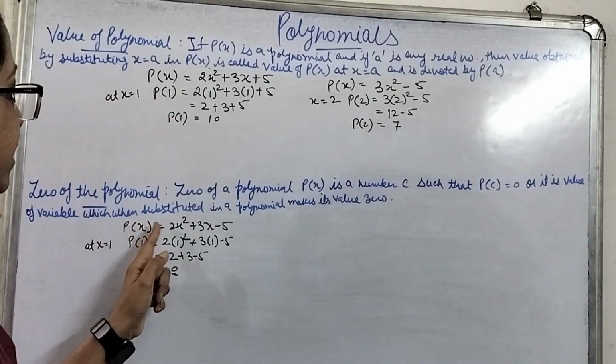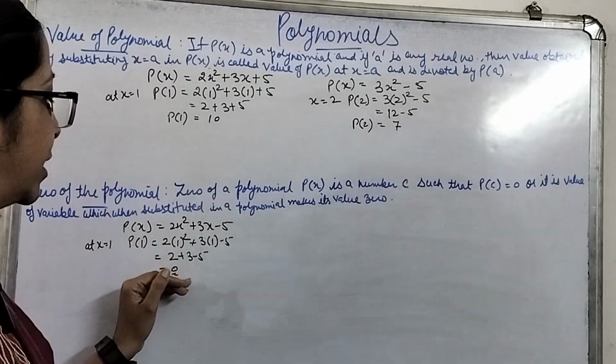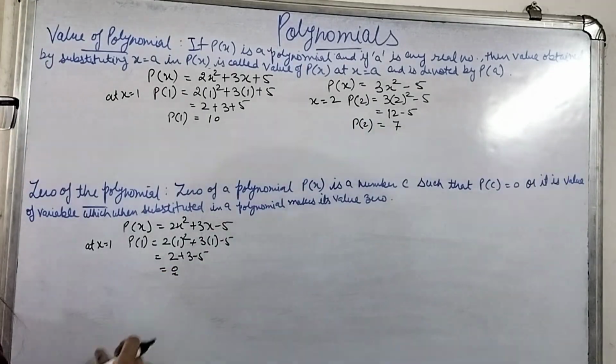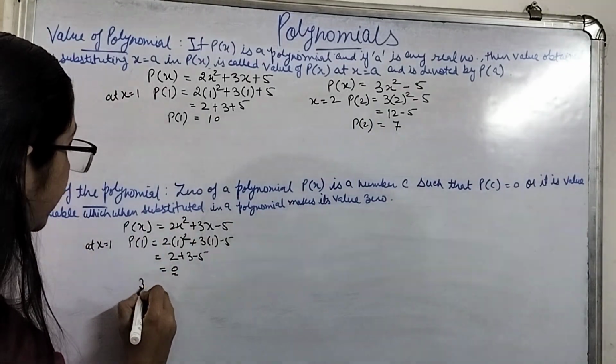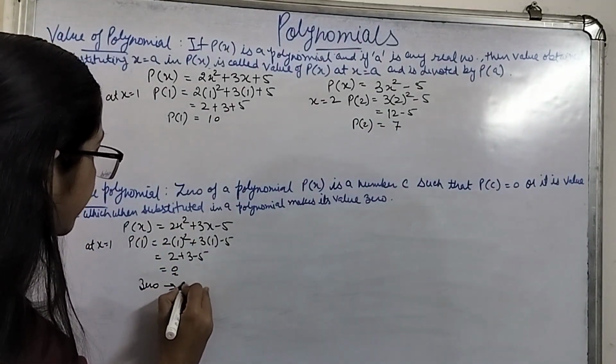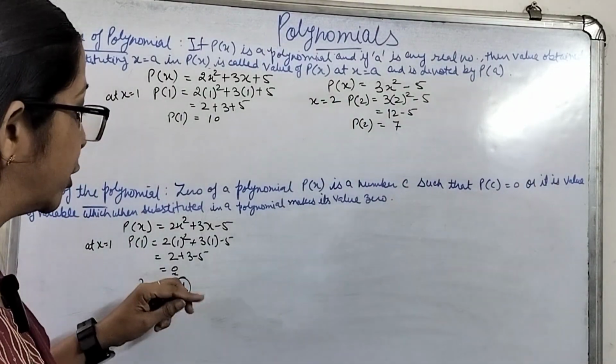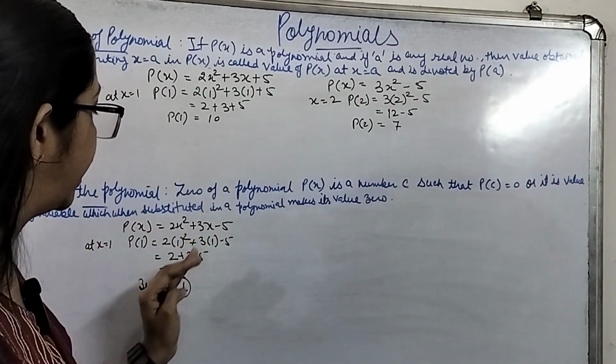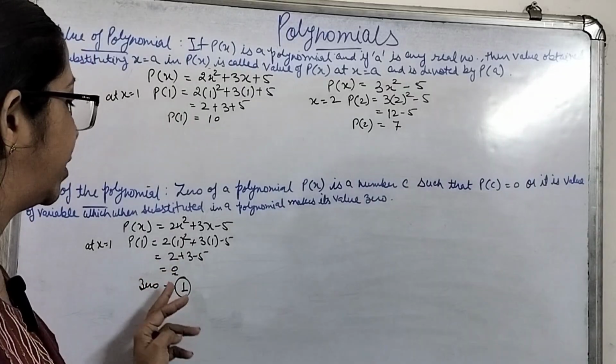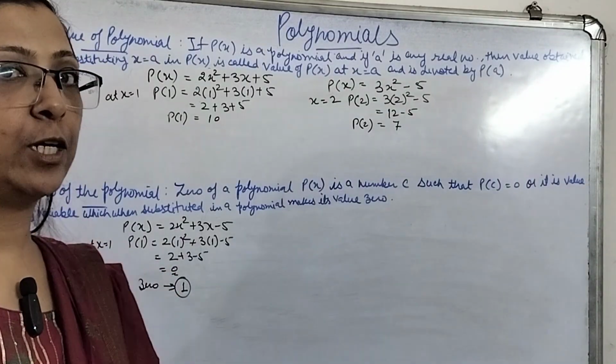When we are replacing this x by 1, its value is becoming equivalent to 0. That means for this polynomial, the zero of the polynomial is 1. 1 is the zero of this polynomial, because when we are replacing x by 1, the value of the polynomial is becoming equivalent to 0.